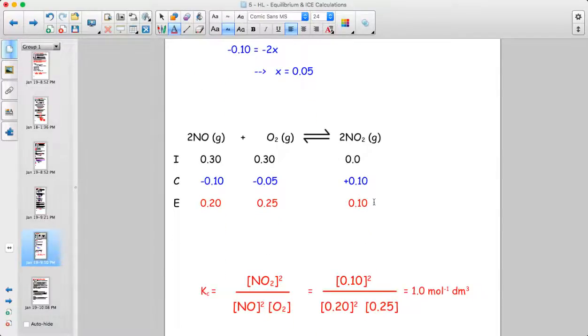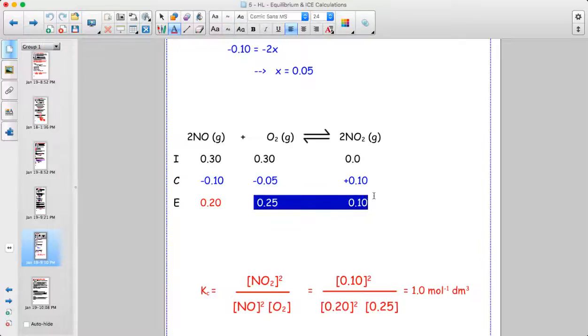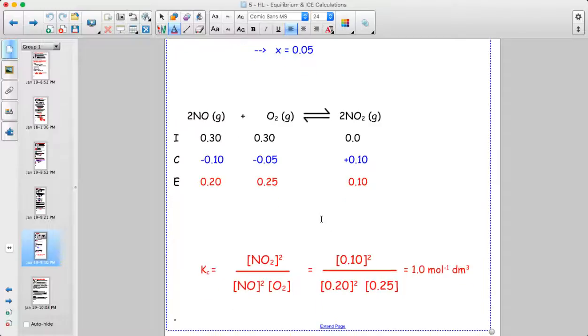And applying those changes, first of all, I get the equilibrium concentrations for these two, which is one of the things I was asked for in the question. So 0.25 mole per dm cubed for oxygen at equilibrium, 0.1 mole per dm cubed for NO2 at equilibrium. And now I can plug them into the Kc expression, remembering that certain concentrations have to be squared because of those 2's. But when I plug them in, I get this out as the Kc value.